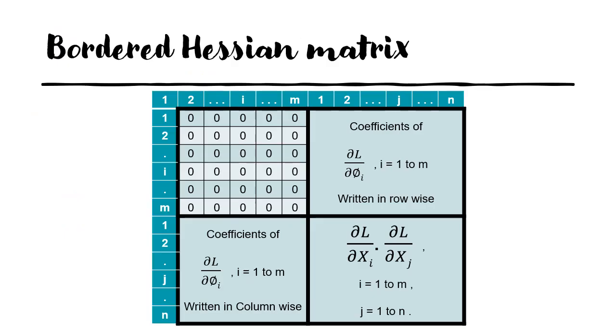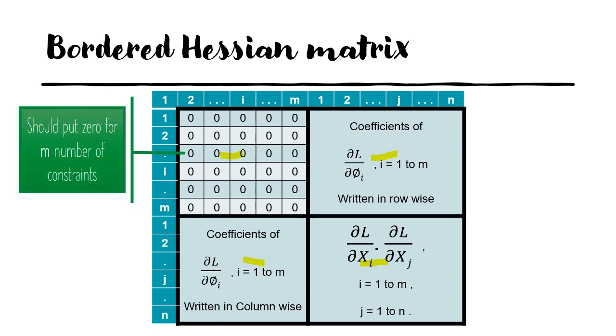So, the bordered Hessian matrix. You can see a bordered Hessian matrix here. It is divided into 4 segments: segment 1, segment 2, segment 3 and segment 4. To identify the values here, in the first segment you have to put zeros based on the number of constraints. For example, if m is equal to 2, I will get 4 zeros, so I will get up to this. If my m is 3, I will get 9 zeros, so I will get up to this.